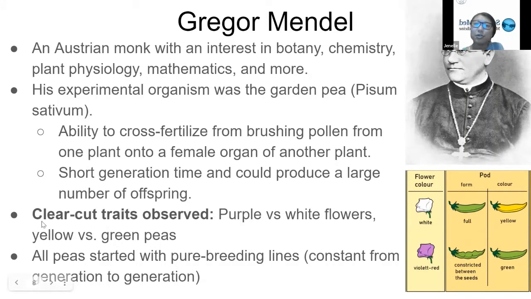And he also, in his experiments, tested clear-cut traits. So specifically, he did purple versus white flowers, yellow versus green peas.